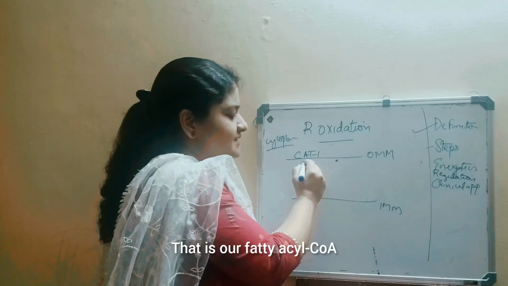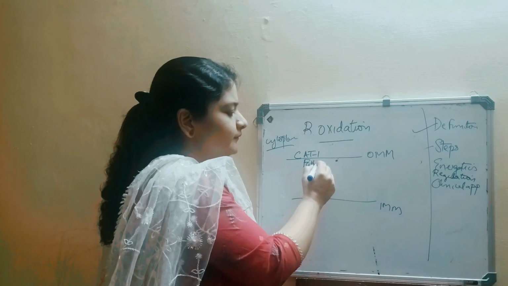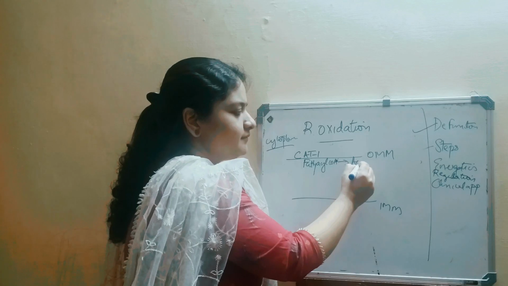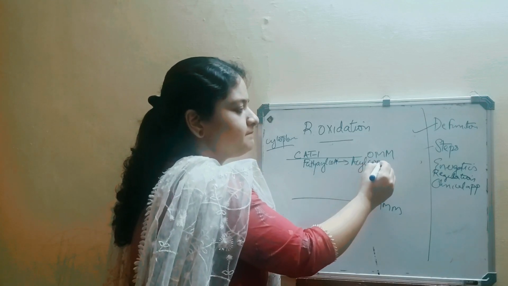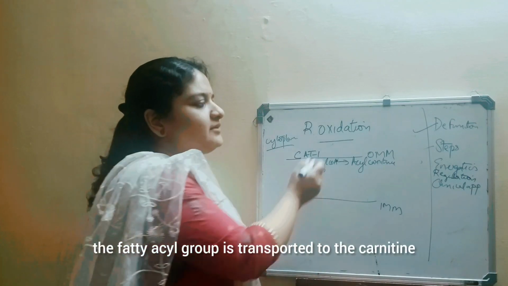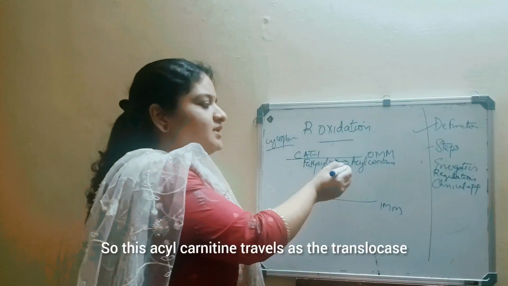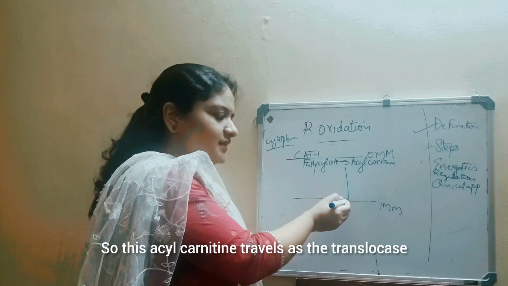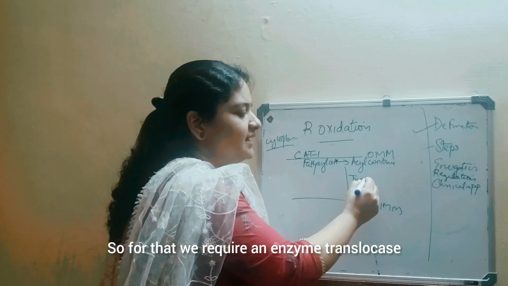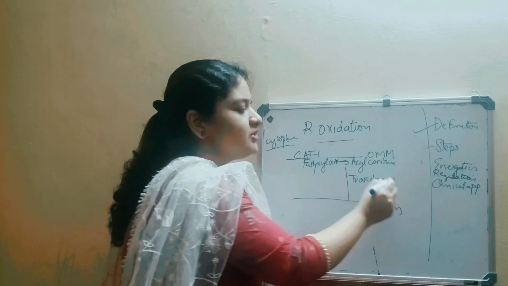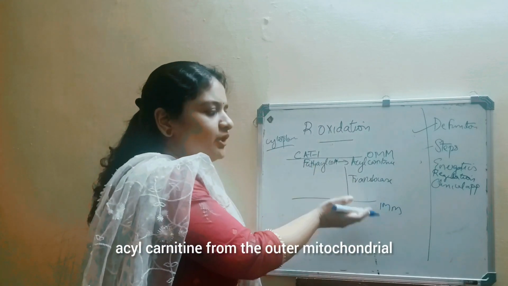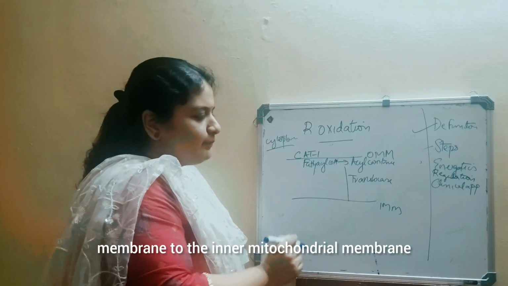That is, our fatty acyl CoA will become acyl carnitine. The fatty acyl group is transferred to the carnitine. This acyl carnitine traverses the mitochondrial membrane, and for that we require an enzyme, translocase. Translocase helps in the transport of acyl carnitine from the outer mitochondrial membrane to the inner mitochondrial membrane.